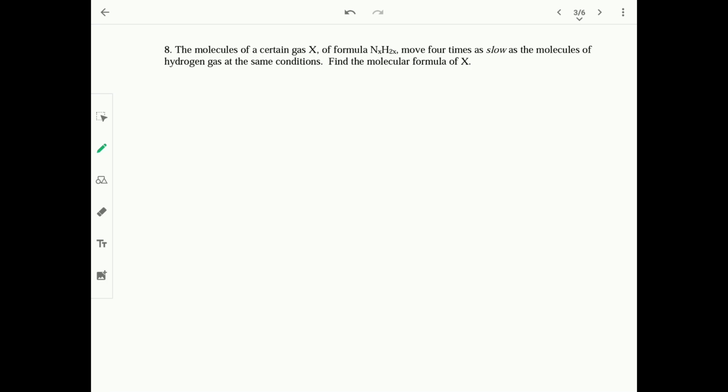Let's move on to question 8. The molecules of a certain gas X of formula NxH2x move 4 times as slow as the molecules of hydrogen gas at the same conditions. Find the molecular formula of X. I'll give you guys a few seconds and you can solve.